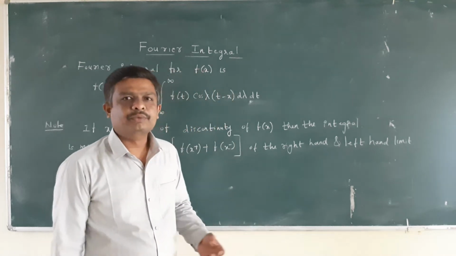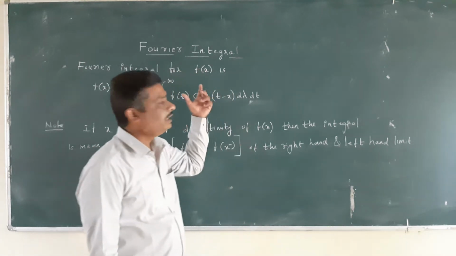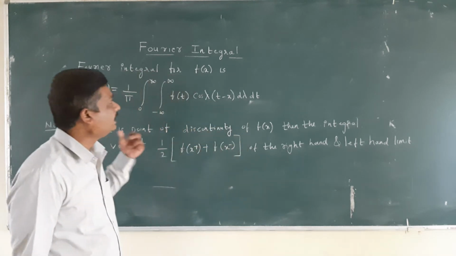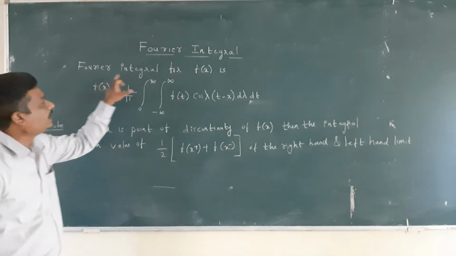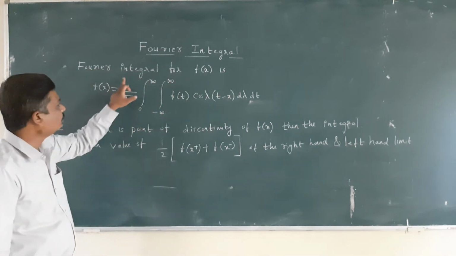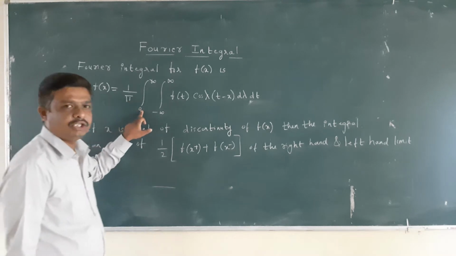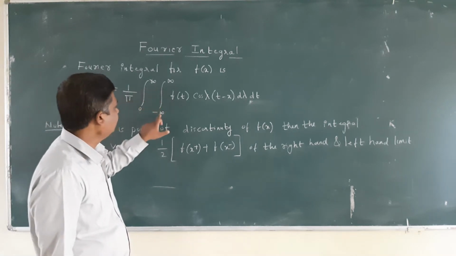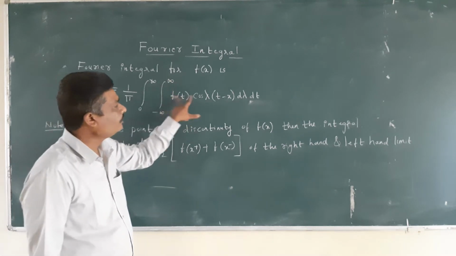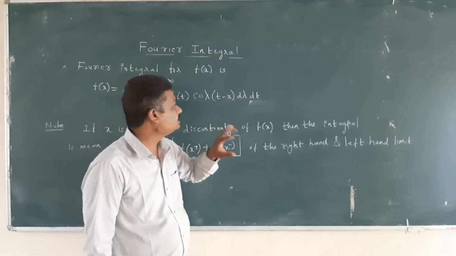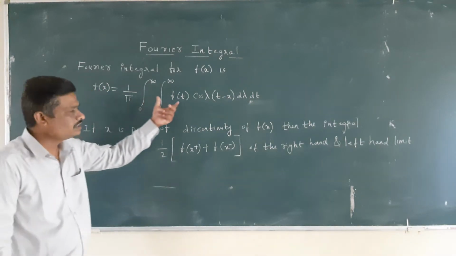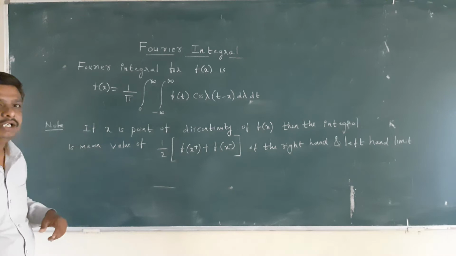So today in this video, I am going to discuss Fourier integral representation. First we will see the formula for Fourier integral representation. The Fourier integral for f of x is f of x equal to 1 upon pi integration 0 to infinity, integration minus infinity to plus infinity f of t cos lambda into (t minus x) d lambda into dt. So this is the formula for Fourier integral of f of x.